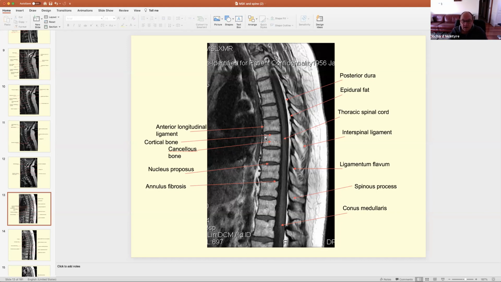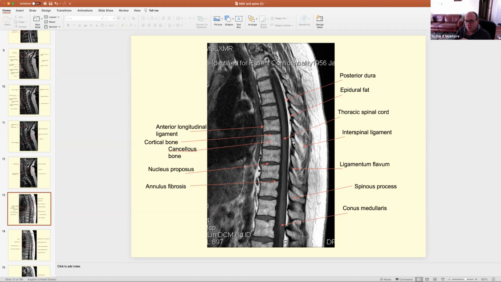Anterior, this anterior longitudinal ligament, and of course we've got the posterior longitudinal ligament. We've got the cortical bone. See, cortical bone is hypointense on all images, again, because it's so tightly packed, there's little hydrogen protons. Okay, and then of course we've got cancellous bone. We know cancellous bone is bright because of the fat in cancellous bone.